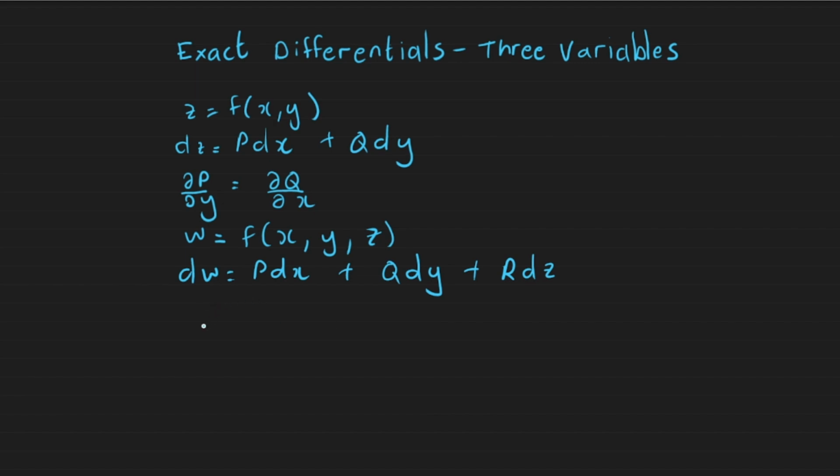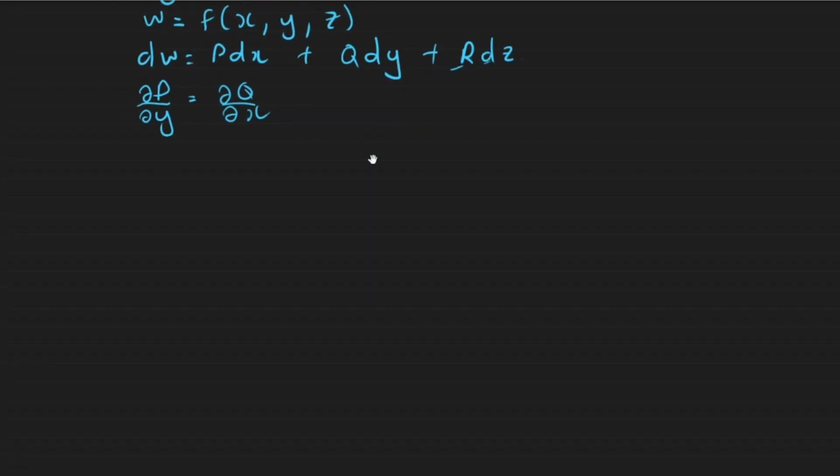So for this to be an exact differential, the same criteria holds for 4 dimensions as well. So ∂p/∂y is still equal to ∂q/∂x. However, since we have this other component, we now need to introduce a few other constraints. So it works the same way using mixed partials as we had done before.